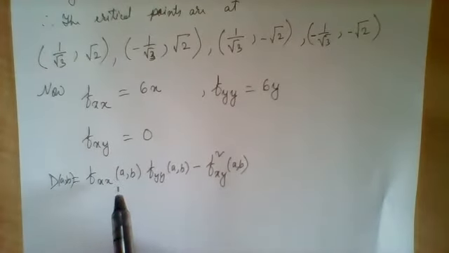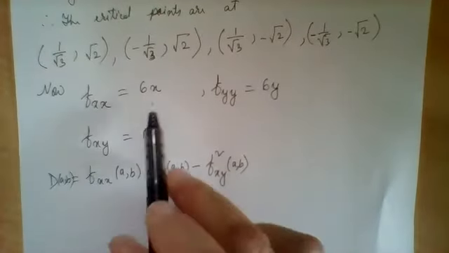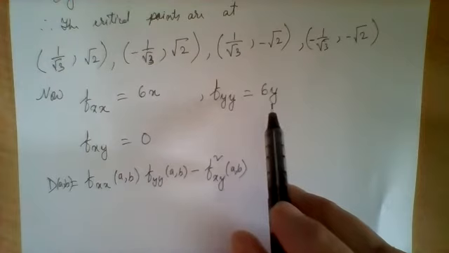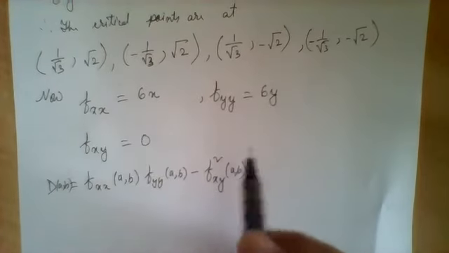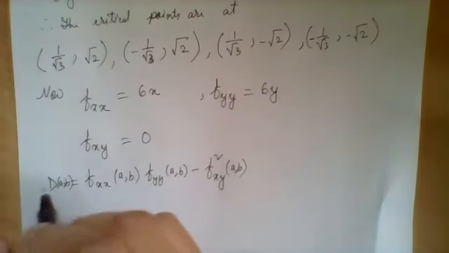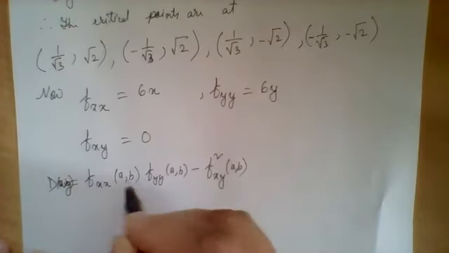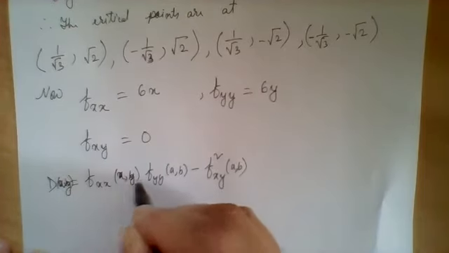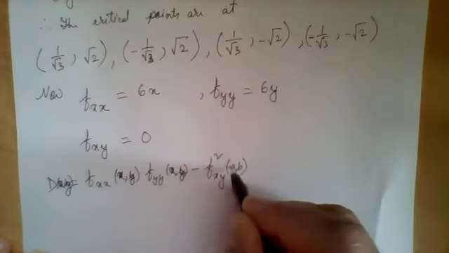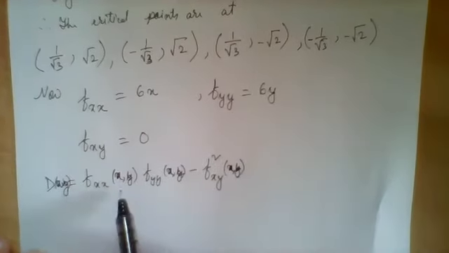fxx is 6x. fyy is 6y. fxy is 0. So what is this? This is calculated at xy.